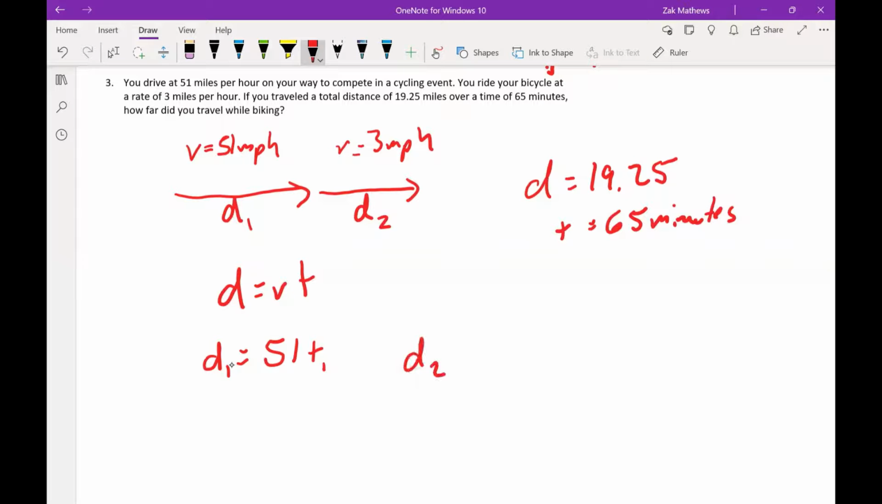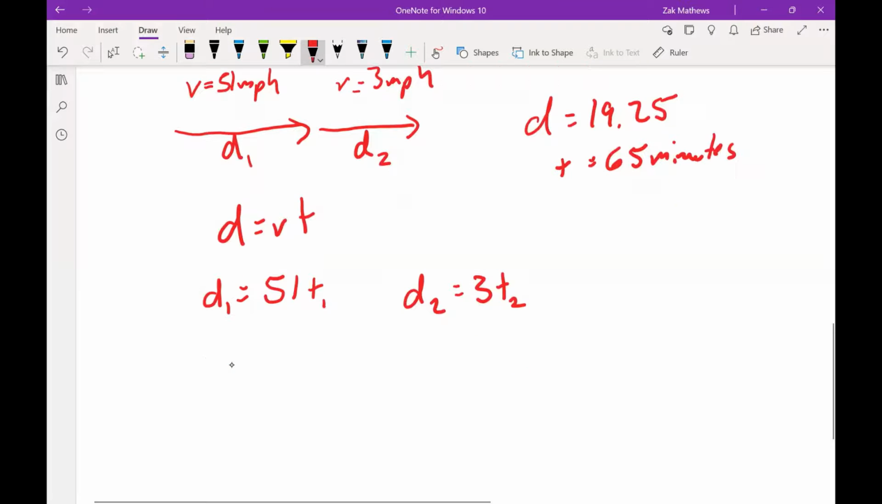Distance 2 would be equal to the 3 miles per hour times T2. We don't know either of those times, but we know that 19.25 would be equal to 51 T1 plus 3 T2.